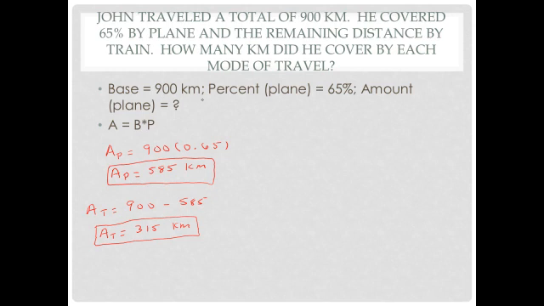So again, we took the base. We knew the percentage of the plane, so we took the base and multiplied times that percentage to find that he traveled 585 kilometers by plane. And then we subtracted that from the total to find out what he traveled by train.